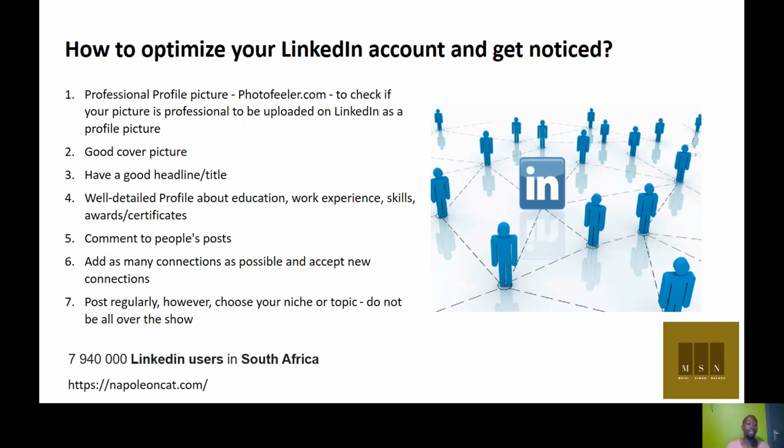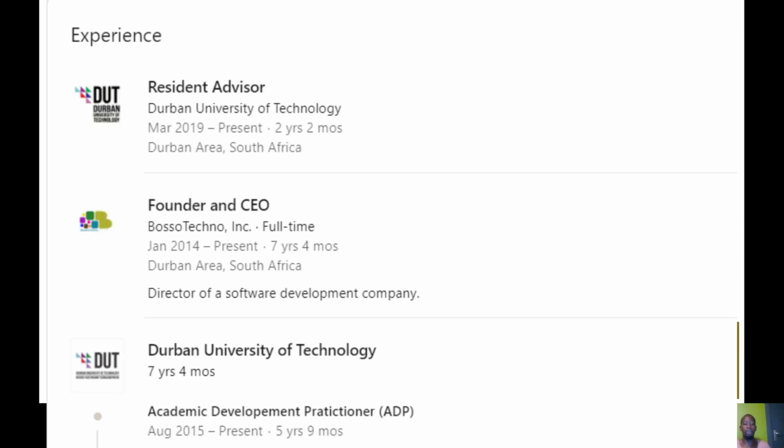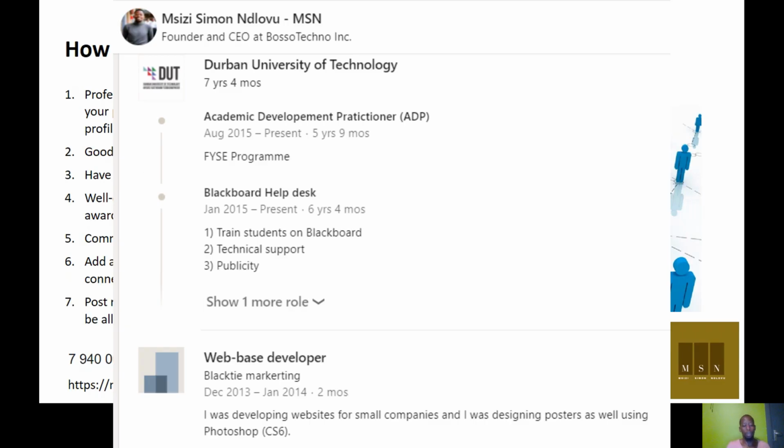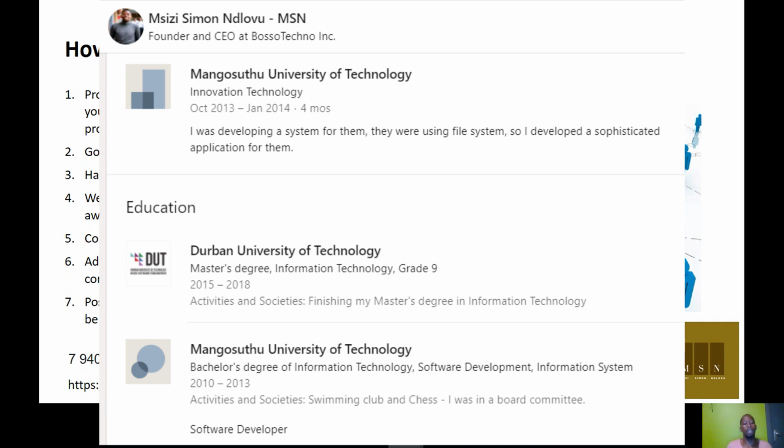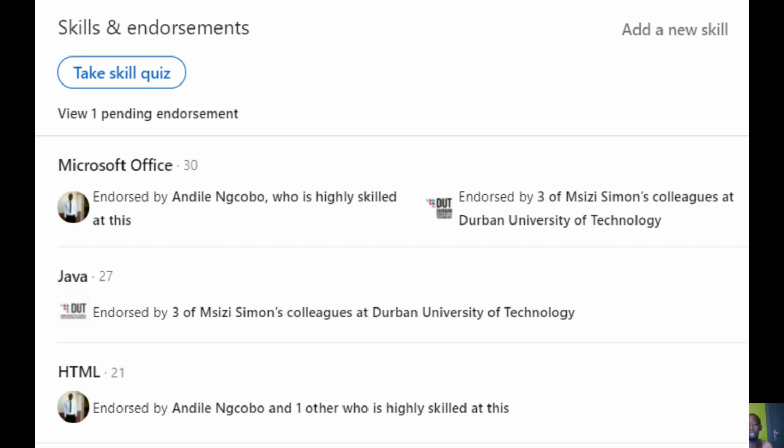And then after that, this is the most important part. You need to have a well detailed profile about your education. You need to tell us where did you study and all of that. In fact, you put the year and maybe the qualification, and then you put the work experience. And again, it's okay if you do not have work experience at that particular time, especially if you've just graduated, it's okay.